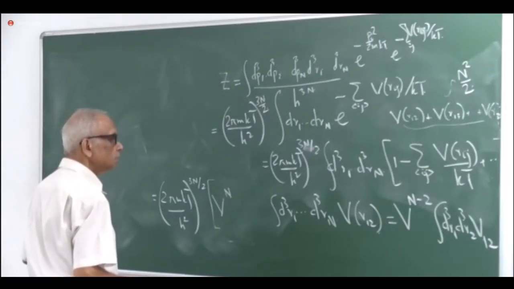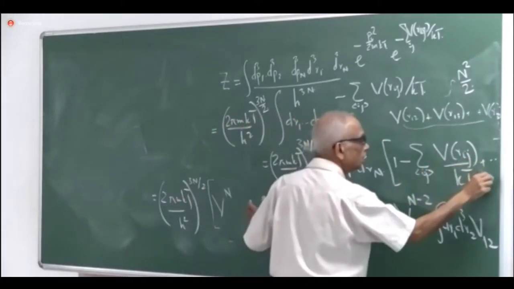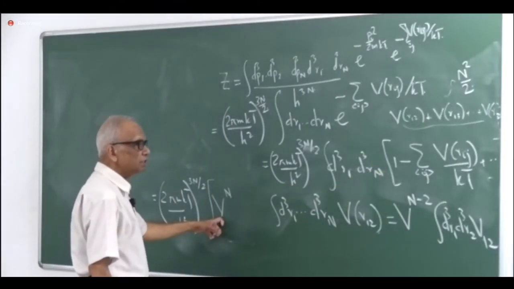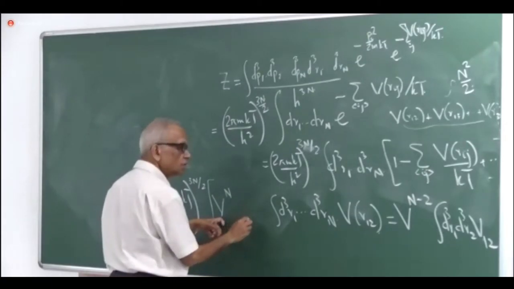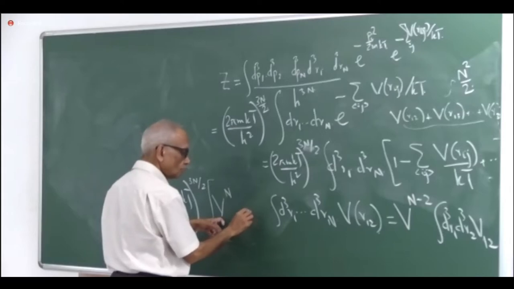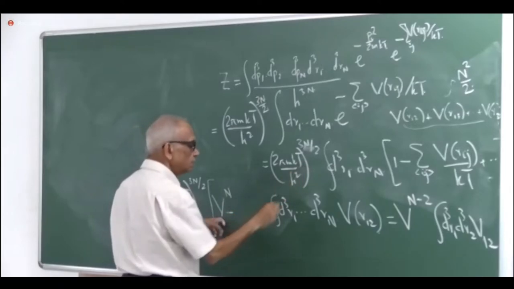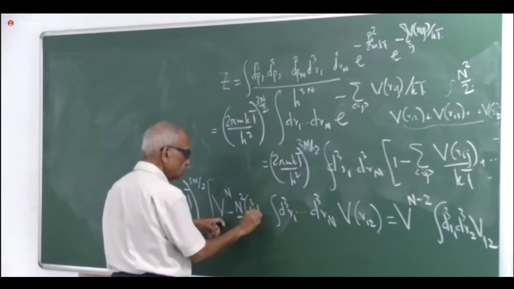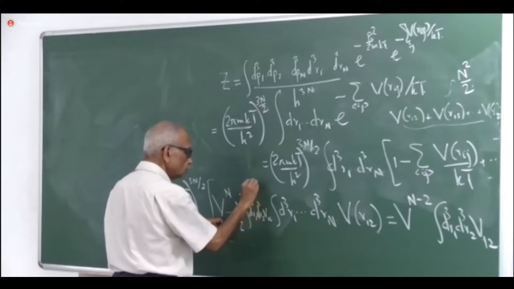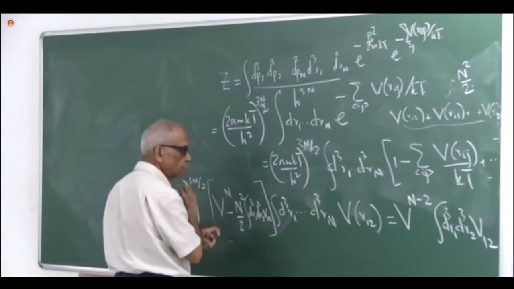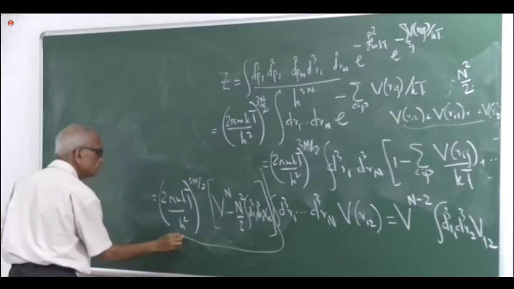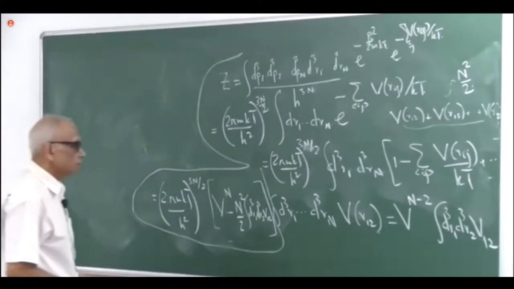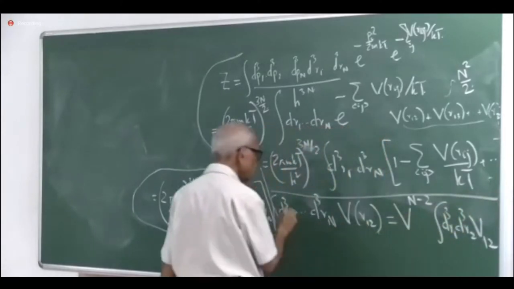So it's up to here, and the first term has given me V to the power N, and now it is the second term, which is minus, and then it is N squared over 2, and then it is d³r1, d³r2, and v12. So that is this. This part is what I am trying to evaluate.